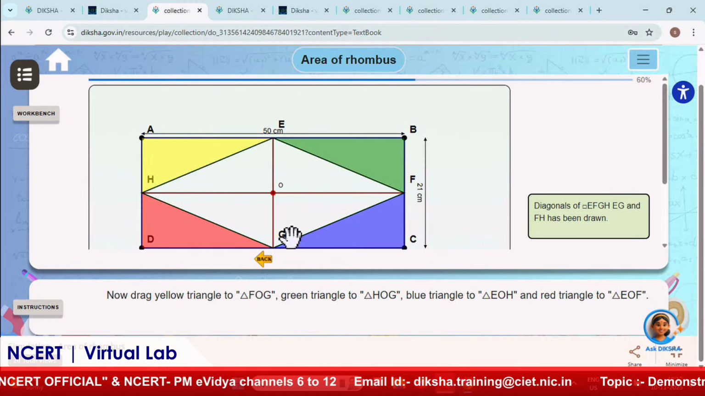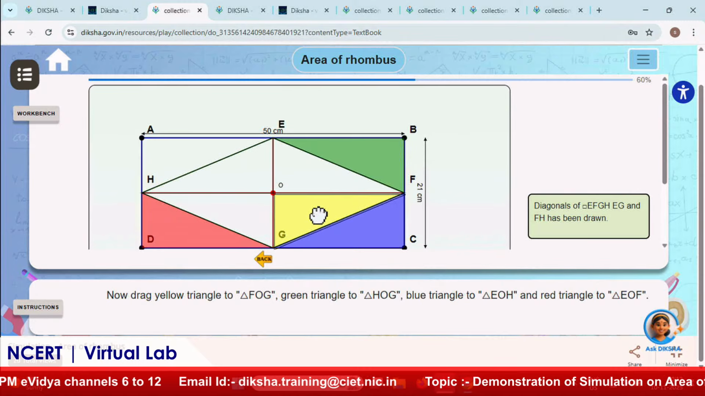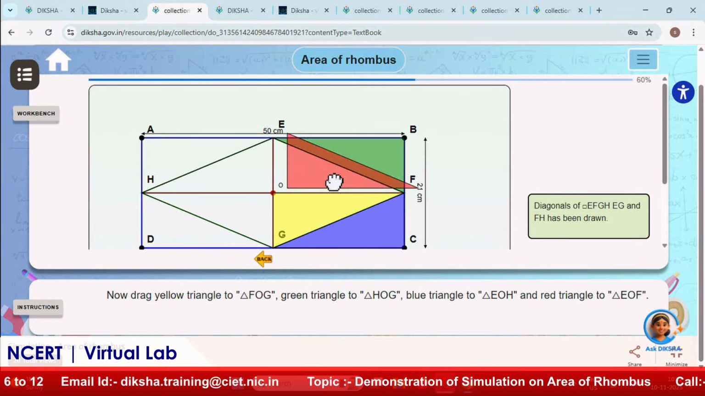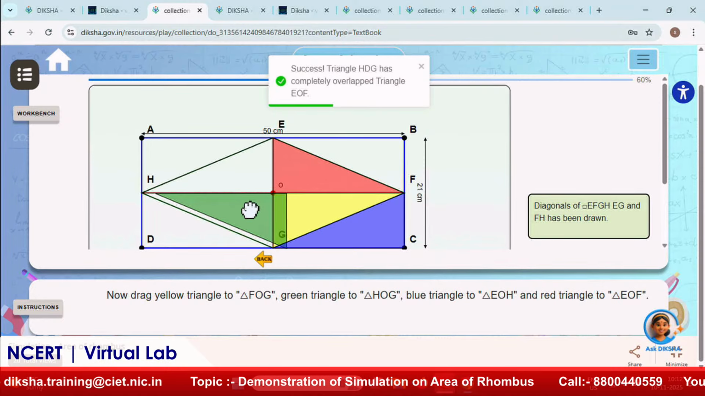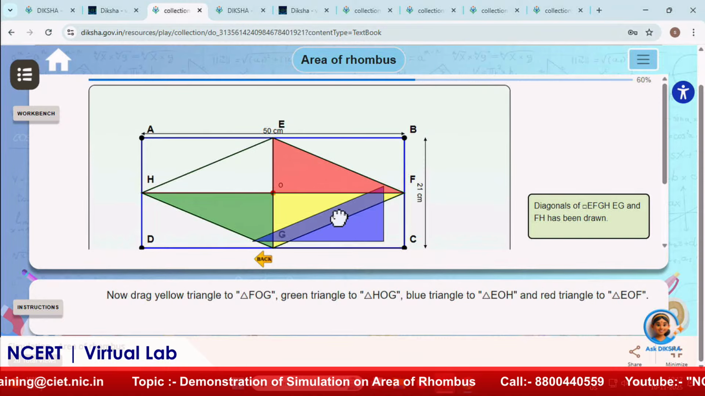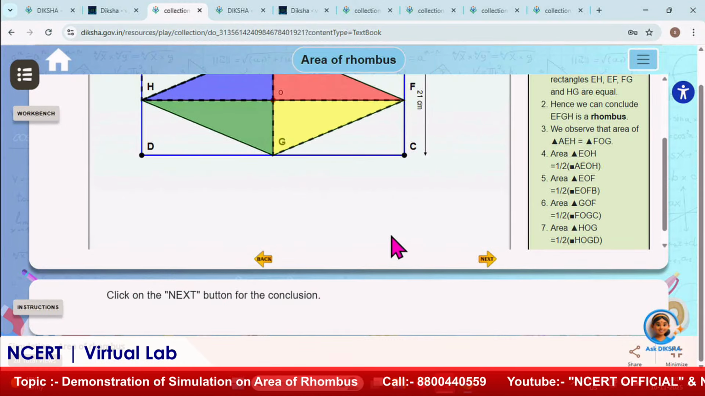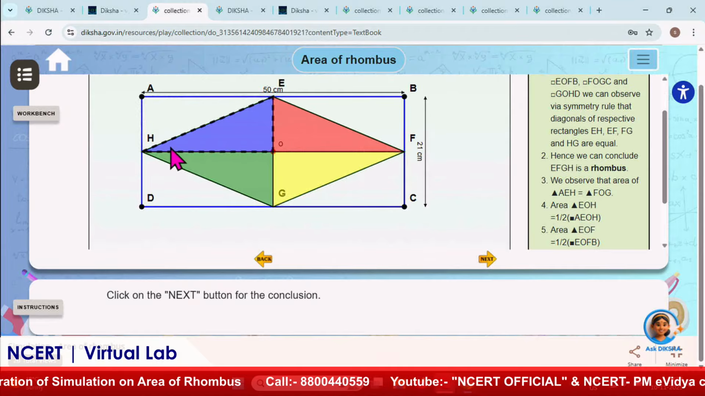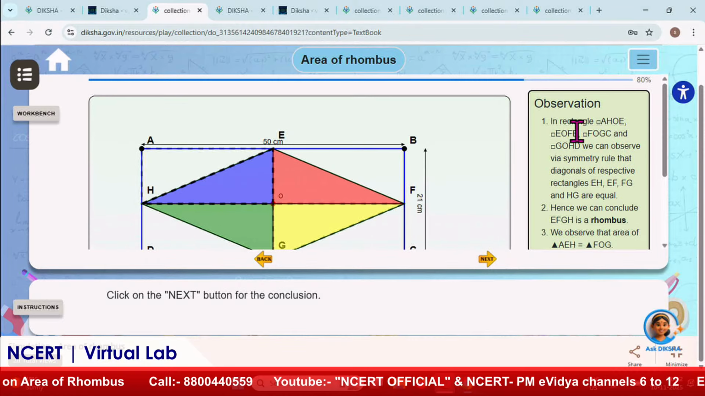Now what we have to do, we know the concept of congruency, because of this we have to put this triangle here, as per the instructions. This is similar to this, you can see, you can put it here, you can put it here, and the blue triangle can be put here. So this way you can see that these 4 parts have been completely covered by these triangles. So what is the observation here?